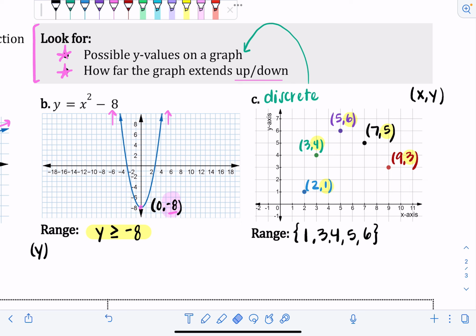And then with these ones, I think it's really worth your time to just double check to make sure you didn't miss any of them. So, oops, I erased too much. Okay, so 1, 1, 3, 3, 4, 4, 5, 5, and then 6 and 6. So we're good. We got the y value from each point, and we got them in order from least to greatest. So range is the set of 1, 3, 4, 5, and 6.